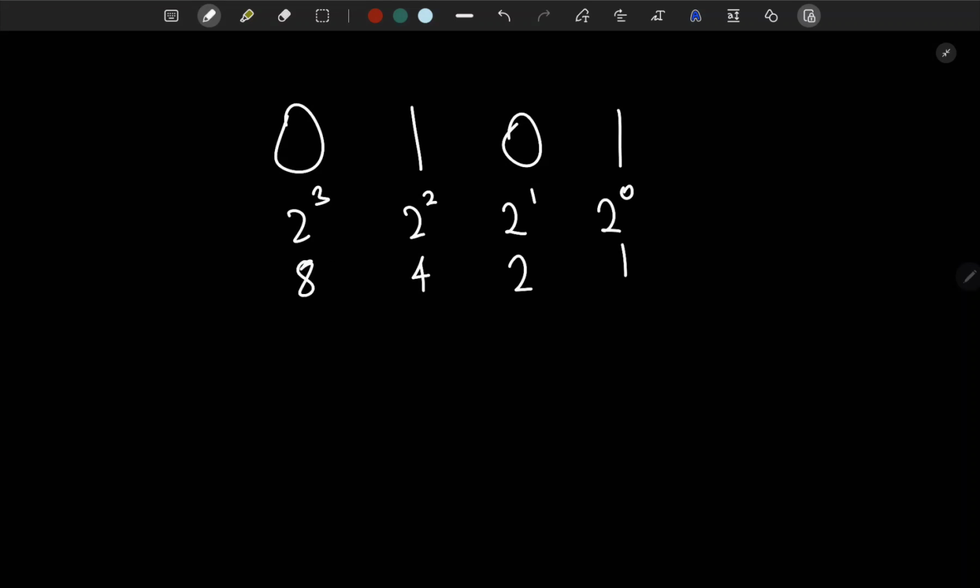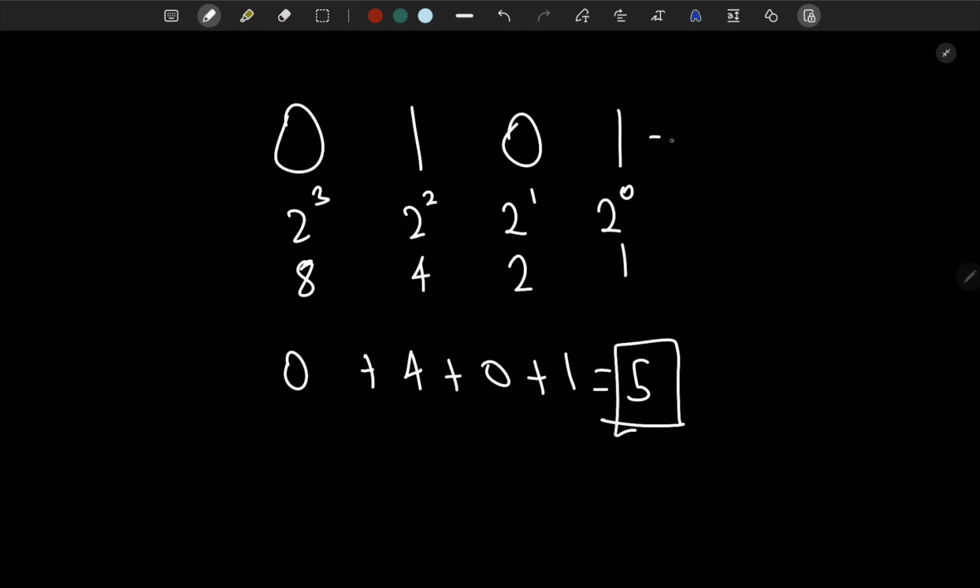And now what we do is we multiply 0 by 8. So this is going to be 0. 1 multiplied by 4 is 4. 0 multiplied by 2 is 0. 1 multiplied by 1 is 1. And we just add this up now. So 4 plus 1 is 5. And this is the decimal value for this binary.